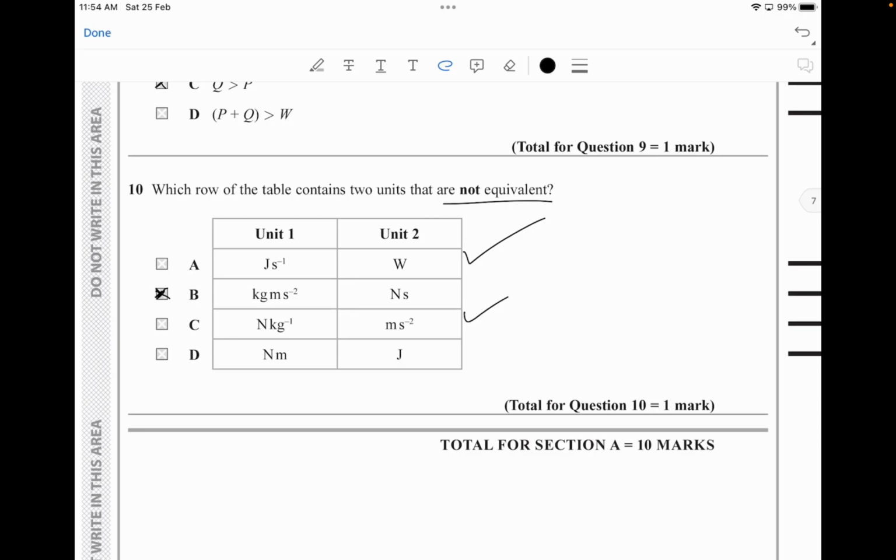And D is also incorrect because the joule is a unit of work, so meaning work done is equivalent to the force times distance. So this is also correct. So which is not equivalent to each other? It's going to be 10B in this case. All right, 10B. Okay, let's move on to the next questions.